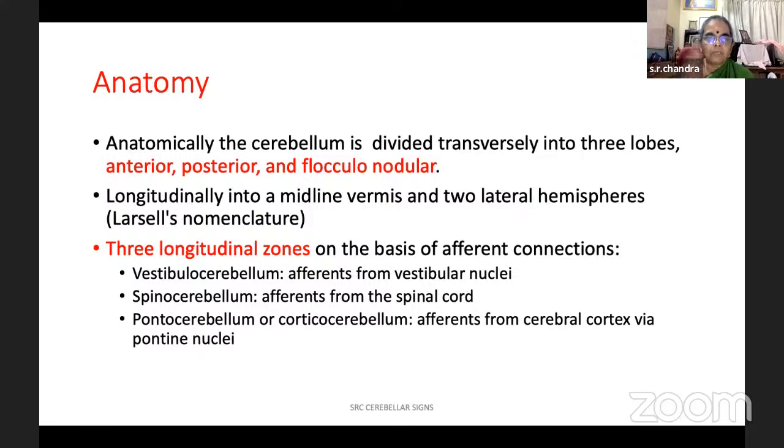Vertically, the midline is the vestibulocerebellum. I will show the picture, and it receives afferents from the vestibular nucleus. The paravermian part is the spinocerebellum; it receives afferents from the spinal cord. And the lateral part is the neocerebellum or pontocerebellum or corticocerebellum, and it receives afferents from the cerebral cortex. So these are the functional zones. Midline vestibulocerebellum receives information from the vestibular nucleus. Next is the spinocerebellum, which receives information from the spinal cord. And pontocerebellum is neocerebellum, with corticocerebellar connections.